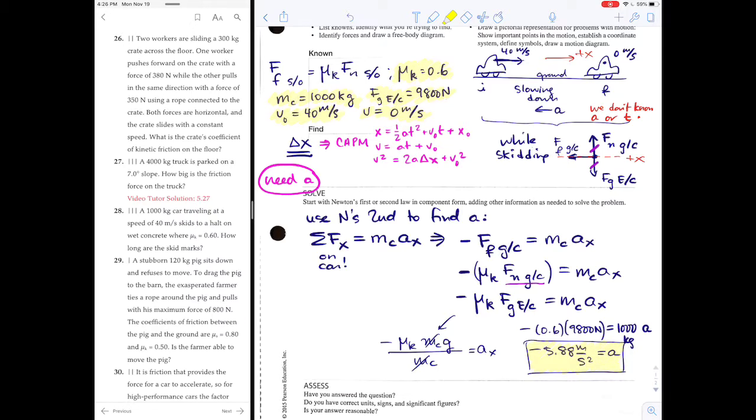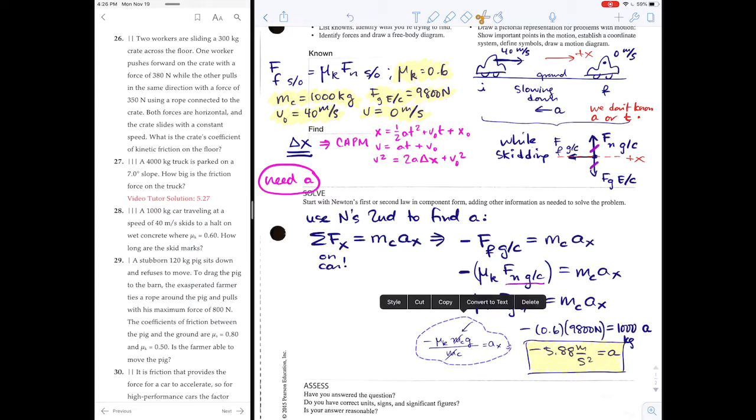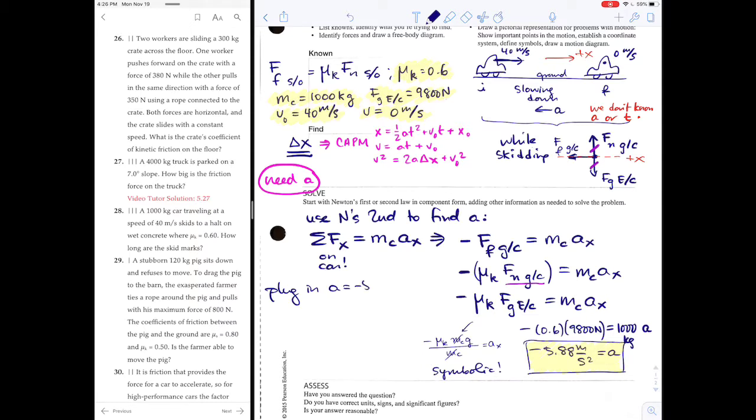And we're going to plug this into our kinematics equation to get the skid mark length. I'm just going to shrink this symbolic thing small. Okay, that's symbolic. Okay, so plug in acceleration equals minus 5.88 meters per second squared to get our displacement. And which equation makes the most sense? We still don't know the time, so I think we want to use the last one.